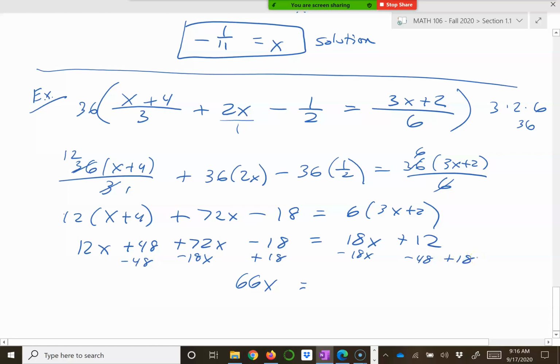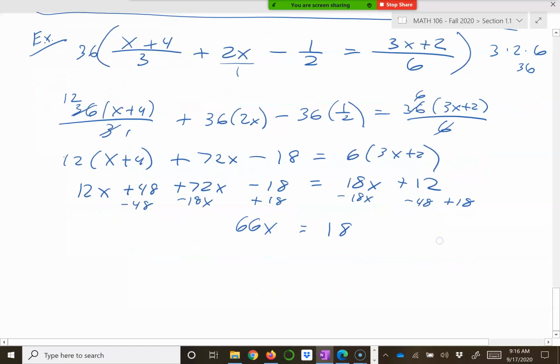So what the heck is that? Negative 48 plus 18 is negative 30. Negative 30 plus 12 is 18. And then x is 18 over 66. But I believe we can divide 6 out on the bottom and get 11. And then 18 divided by 6 is 3. And so x is 3/11. Oh, and I think I forgot a negative sign up here. Yeah, negative 48 plus 30 is going to be negative 18. So this is negative. So the final answer is x equals negative 3/11.